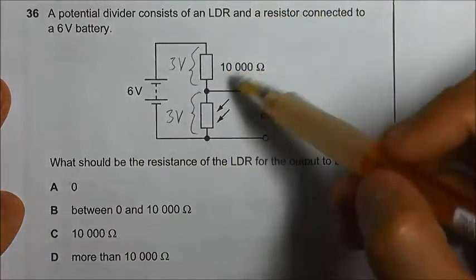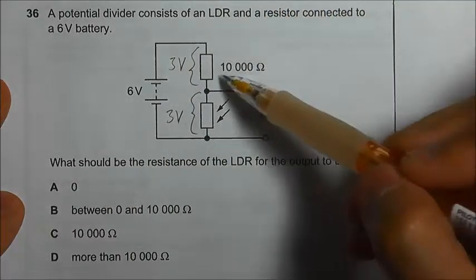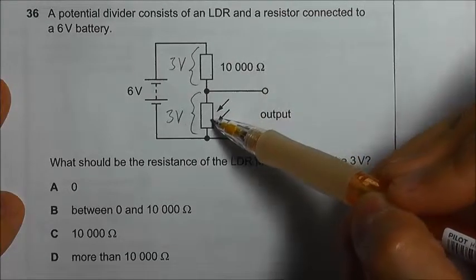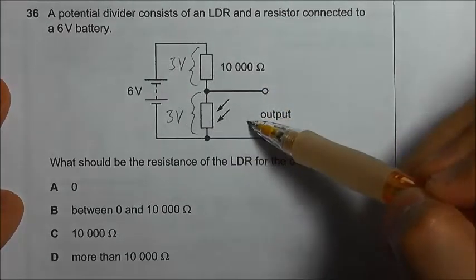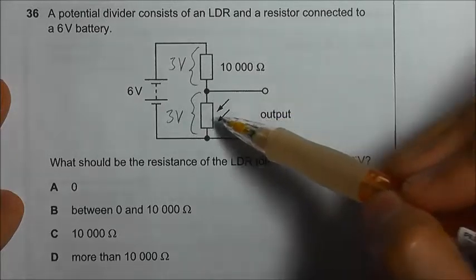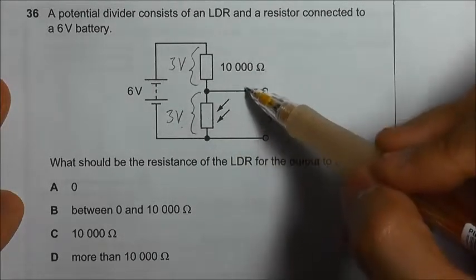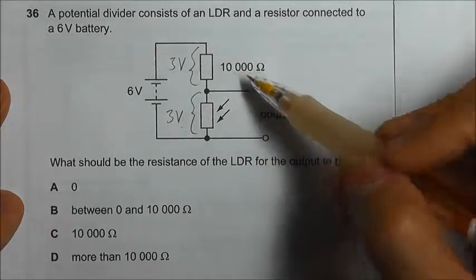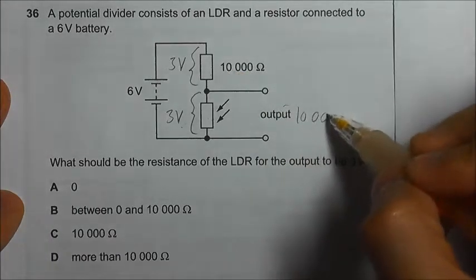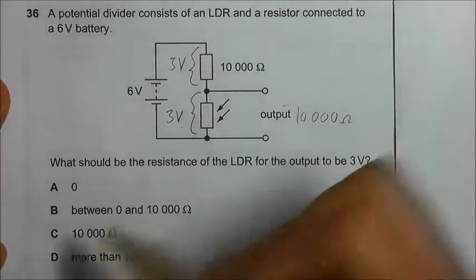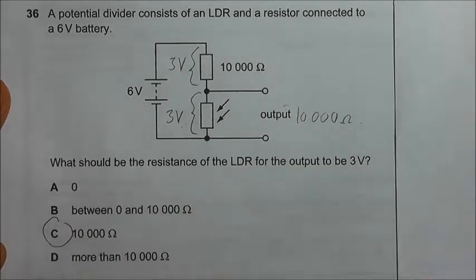And we can see that the potential difference across the fixed resistor and the LDR are the same. So that implies that in order for the LDR to have a potential difference of 3 volts, the resistance must be the same as the fixed resistor, which is 10,000 ohm. So the answer should be C.